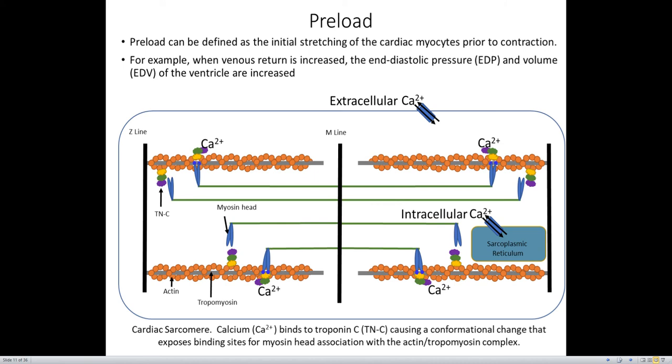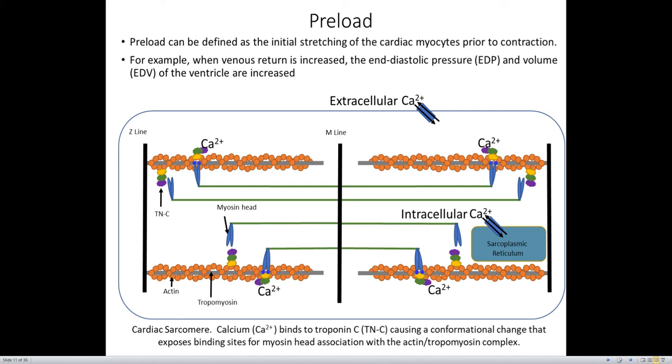So let's talk a little bit more about preload. As mentioned before, preload can be defined as the initial stretching of the myocardium, or here we'll say cardiac myocytes, prior to contraction. So, for example, when venous return is increased, the end diastolic pressure and volume of the ventricle are increased, and that's going to increase the preload. So the higher the preload, the more the stretch, the more effective stroke volume is going to be. And why is that?